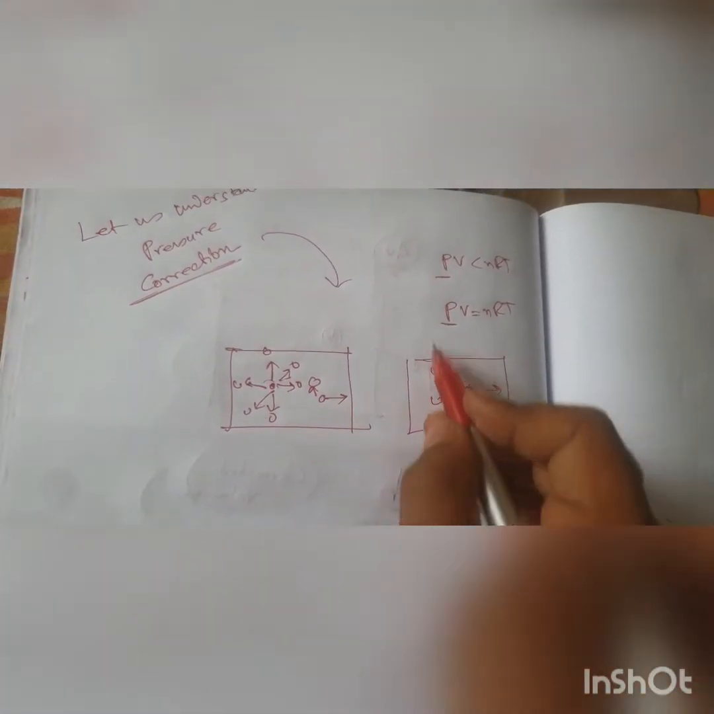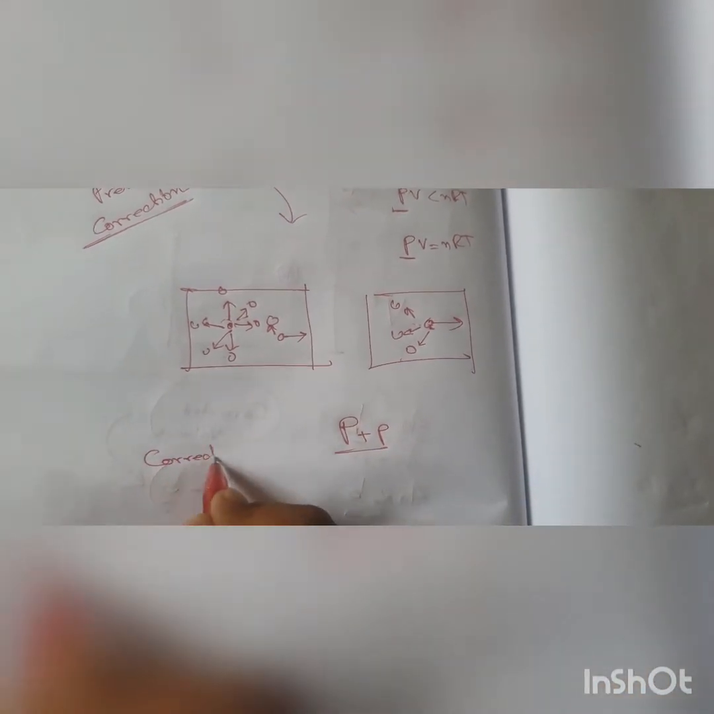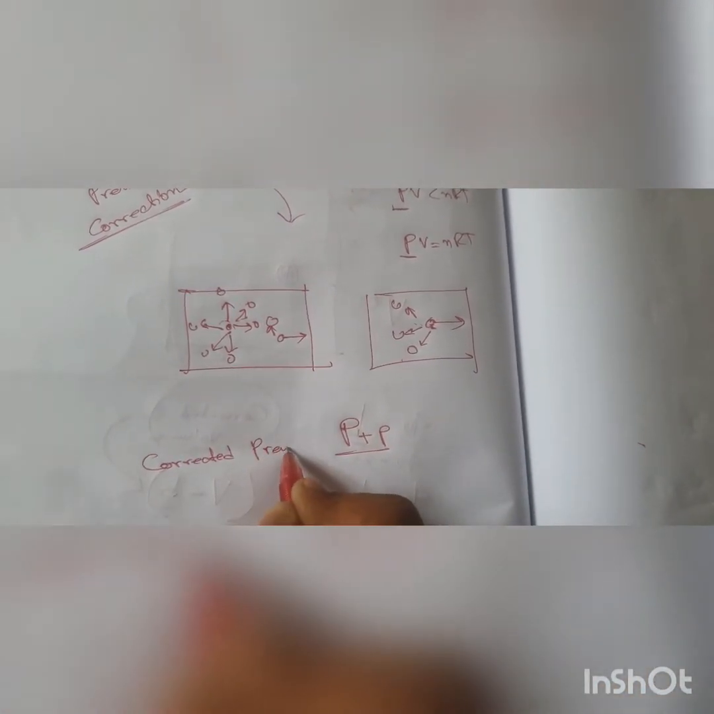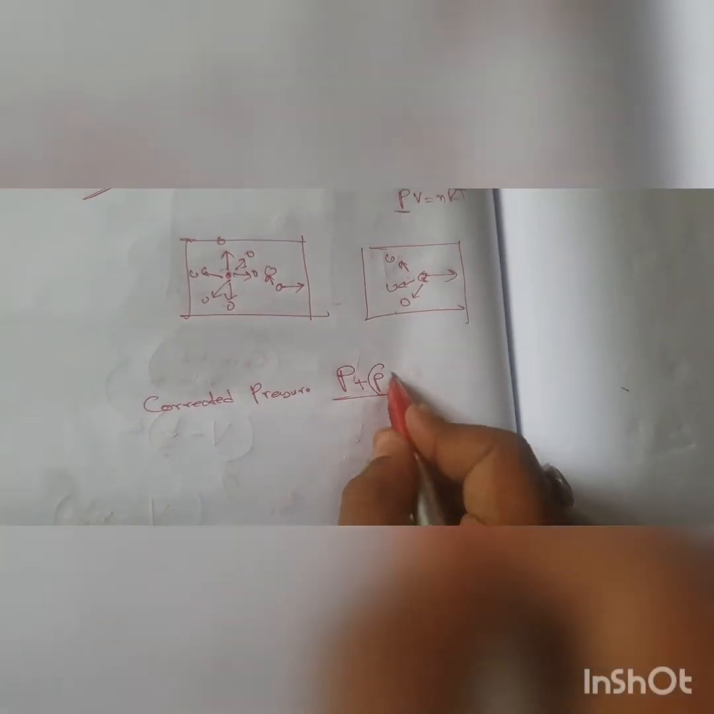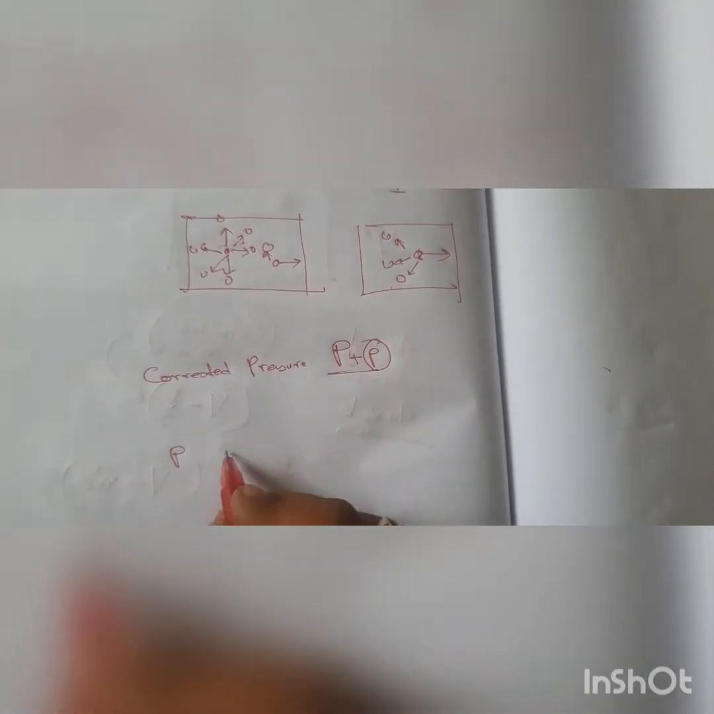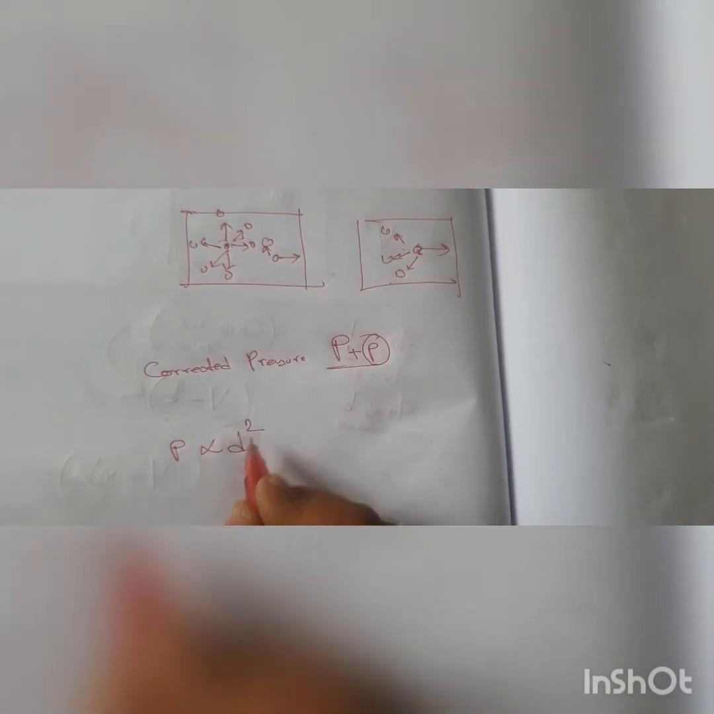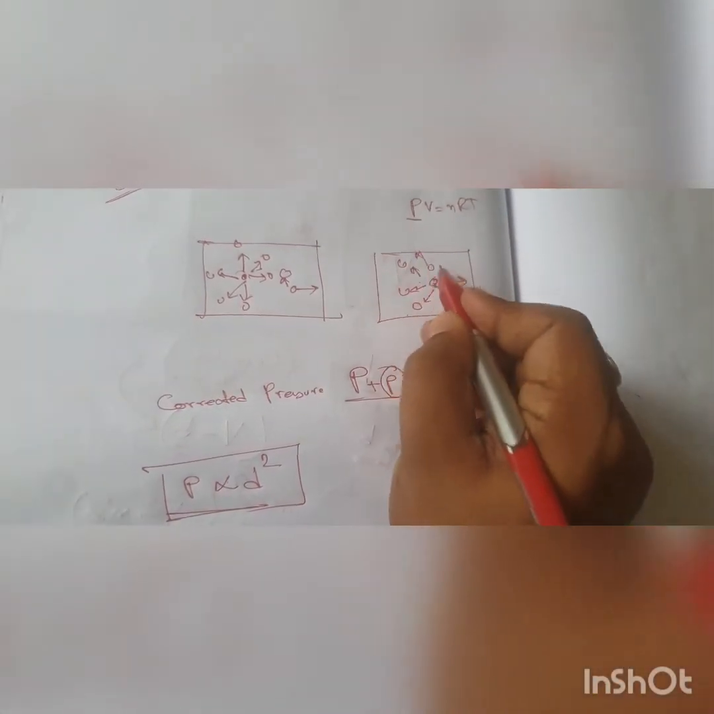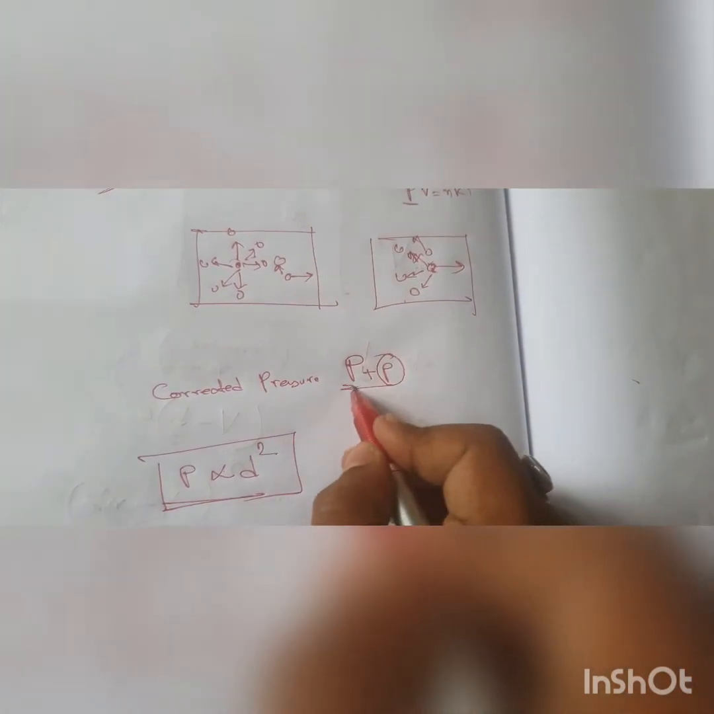So to correct it, you have to add a pressure term. So P plus small p is the corrected pressure. Now when you try to correct this small p that we are talking about, what is this p? We have to understand that the term p will be proportional to density square, because the more the density, the more the pull back will be. I am trying to correct the pressure with the pull back.